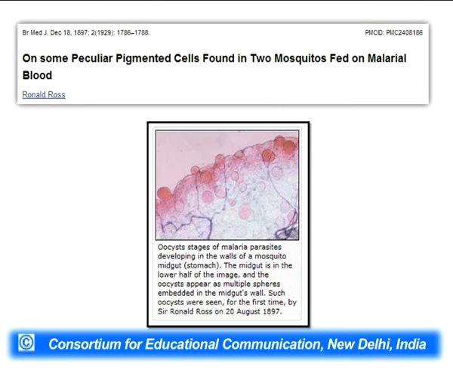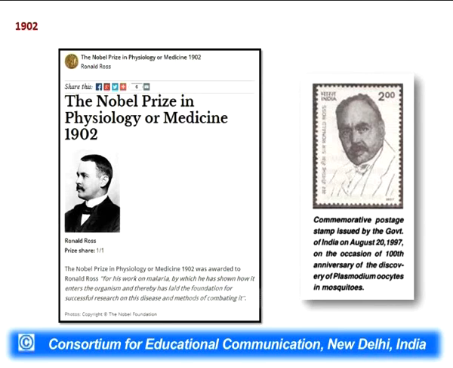And he published this breakthrough work in the year 1897 in the British Medical Journal. And he published the paper along with the images of these particular oocysts. For this pioneering work, he was awarded the Nobel Prize in the year 1902. Sir Ronald Ross at that time was working with the Indian Medical Services and was placed in India, working in Secunderabad. So most of his pioneering work was done in India.